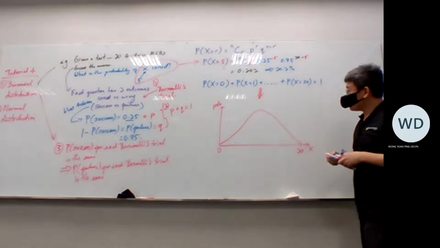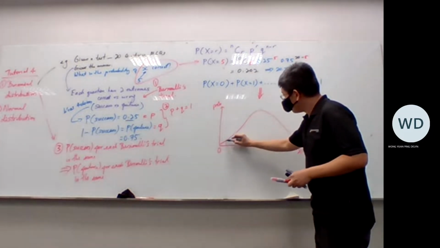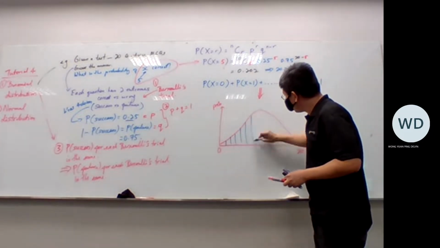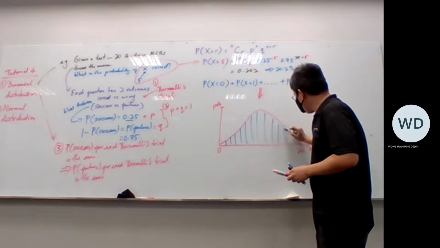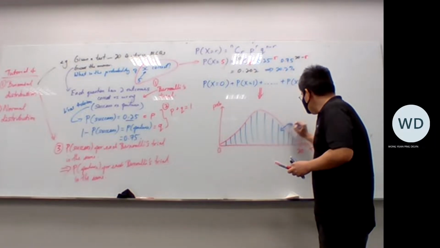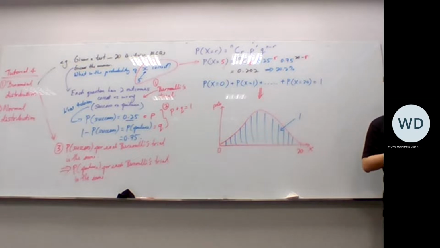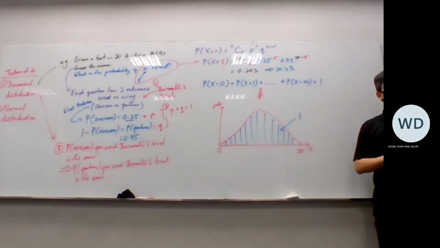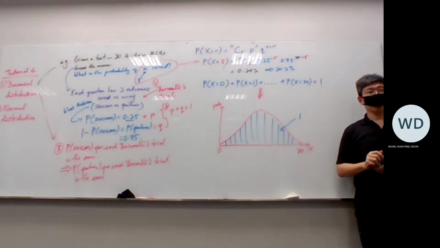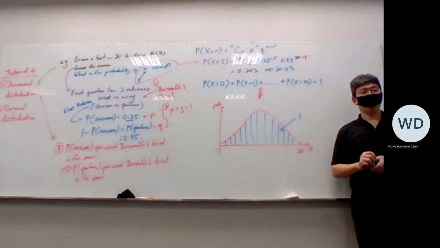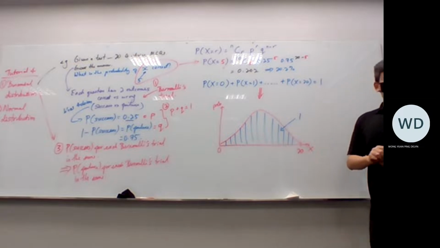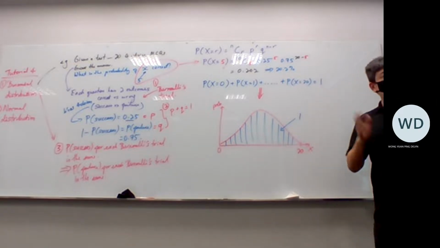The area under the curve is then equal to 1. That is the total probability. Okay. So far, any problem here?